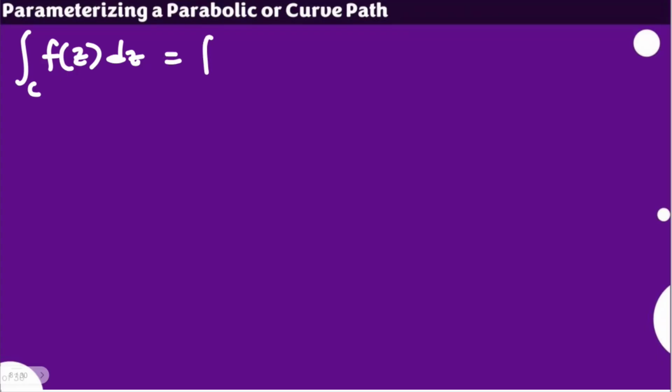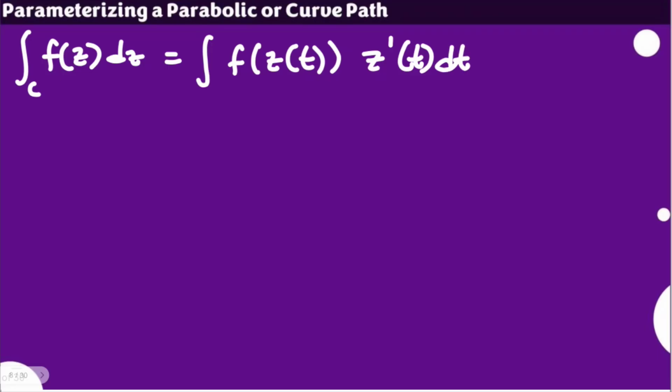Of course, we're going to use the same process, f of z of t times the derivative of z of t with respect to t, along a and b. So we need to find the parametric form of z of t so that we can also get its first derivative, and in the process also identify the a and b values.